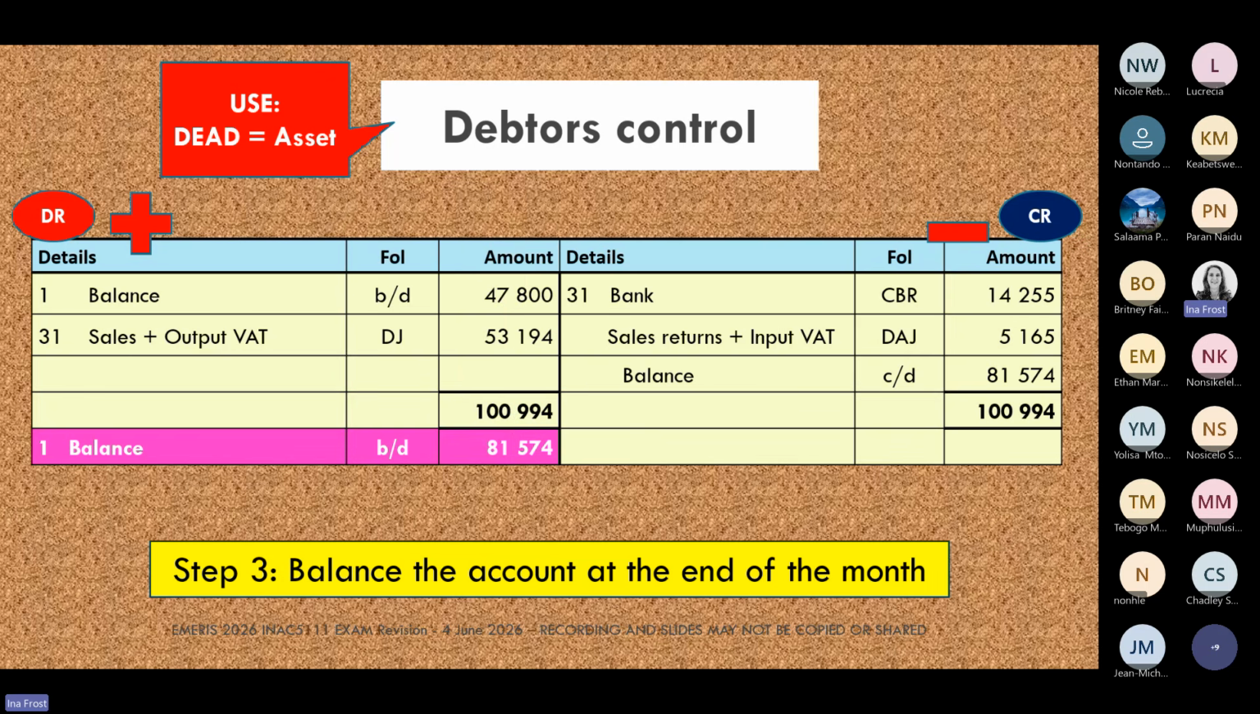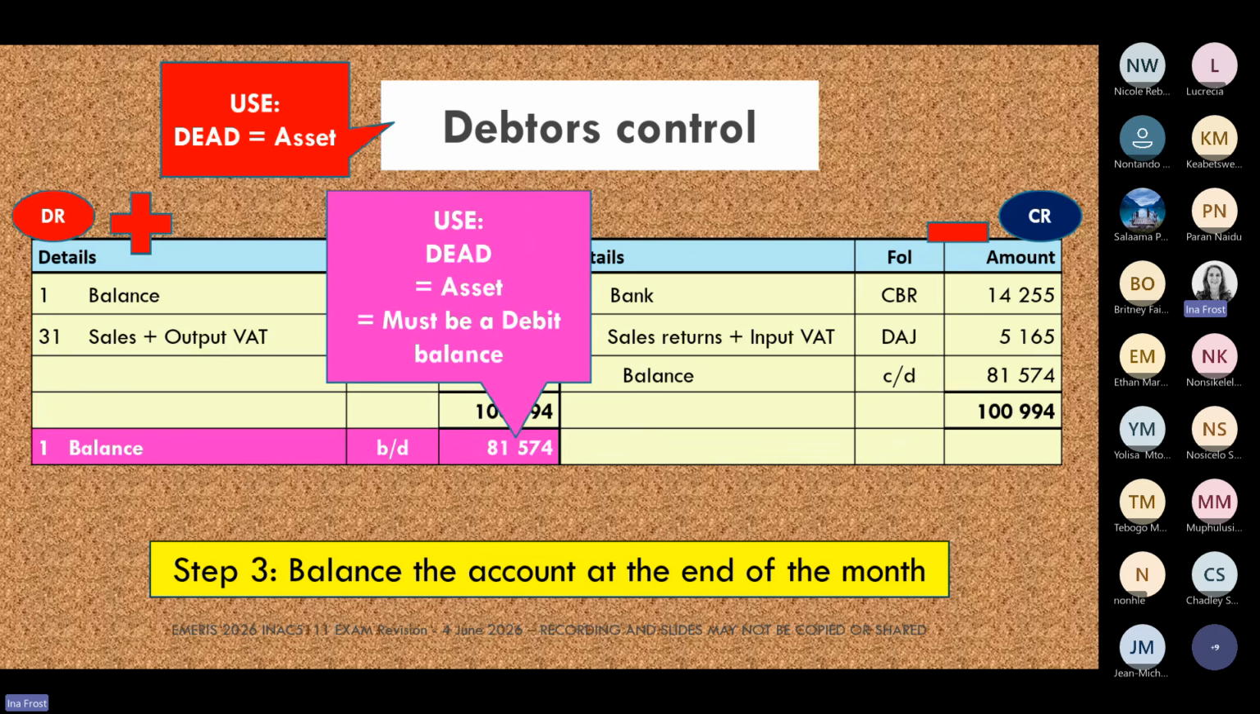Again, I'm just going to pause a minute here to give you a chance to read through the debtors control account before I move on. Okay, everyone good with the debtors control account?